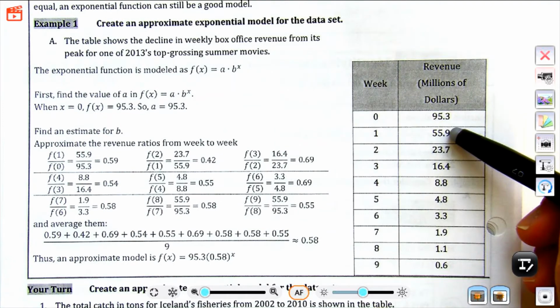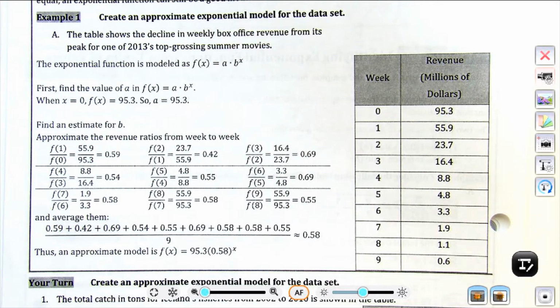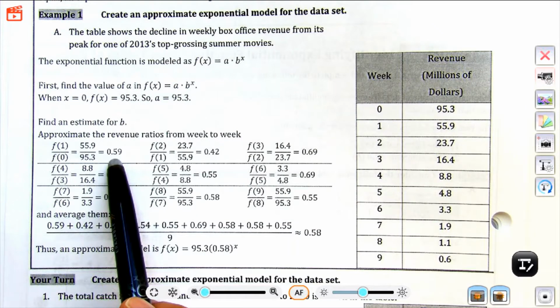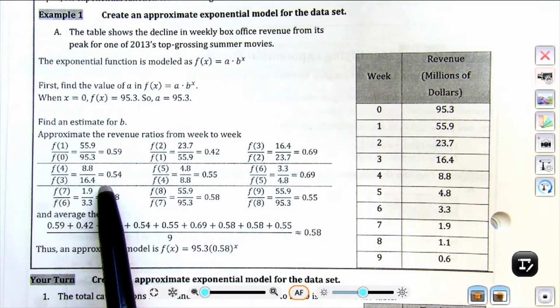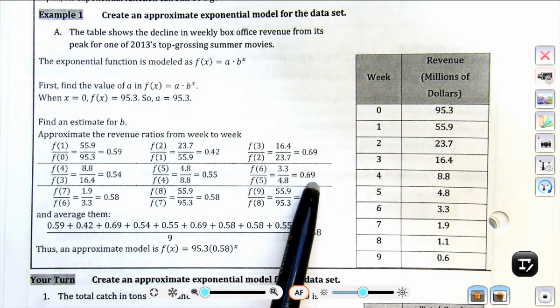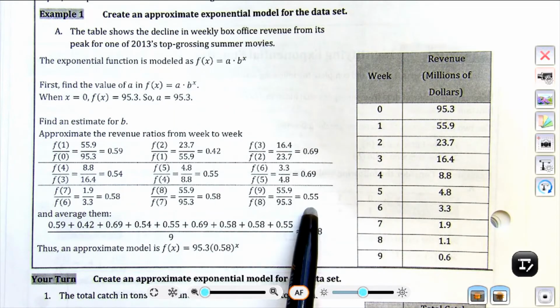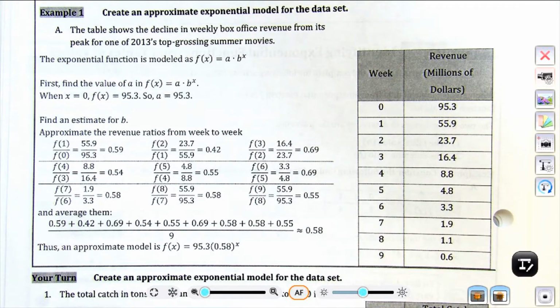So doing all that, we have 0.59, 0.42, 0.69, 0.54, 0.55, 0.69, 0.58, 0.58, 0.55. Now notice that a majority of these numbers are all different, but they are similar in that they're close to a certain number. And we could actually find that number by taking the average of all of these.